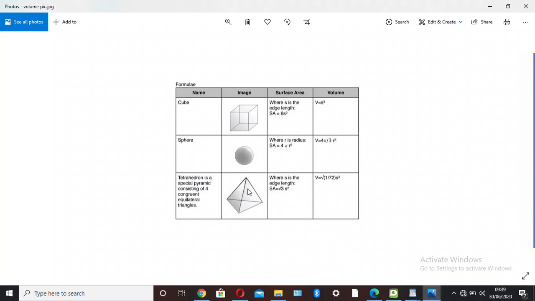Then this shape is called a tetrahedron. It's a special pyramid consisting of 4 congruent equilateral triangles. I think something like this is in one of our assignments. It's a question in the assignment. Look at all the triangles that form this pyramid. They are all equilateral triangles. That means all the sides are equal. Look at this triangle here, this other triangle, then this triangle, and this triangle. So this is called a tetrahedron. Octahedron. Okay, let's proceed.